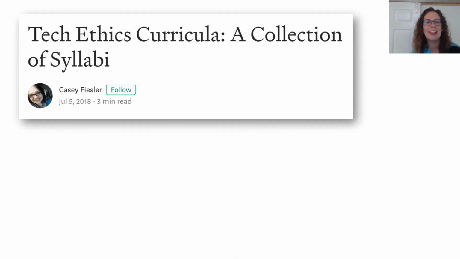I did want to note, this was really neat. Casey Fiesler is a professor at University of Colorado that I really admire, and she created a crowdsourced spreadsheet of tech ethics syllabi. This was maybe 2 years ago, and got over 200 syllabi entered into this crowdsourced spreadsheet. And then she did a meta-analysis on them, looking at all sorts of aspects of the syllabi and what's being taught and how it's being taught.